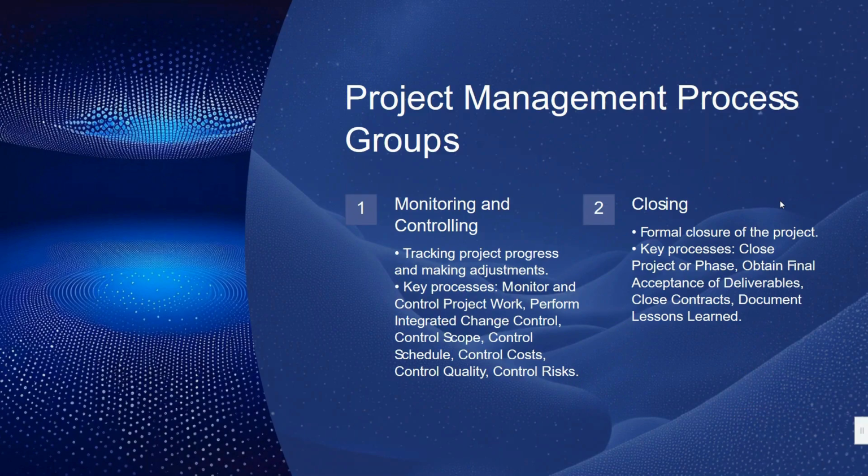Next, this is actually the fourth one. I'm sorry, maybe I made a mistake here. This is also a process group, and you can see we have five process groups. So this is the fourth one: monitoring and controlling. In this phase, we will track the project progress, compare the actual performance with the plan, and make adjustments as needed. It ensures that the project remains on track to meet its goals.